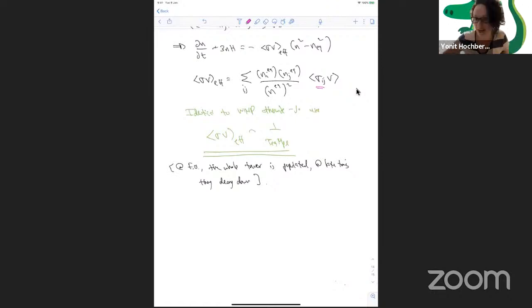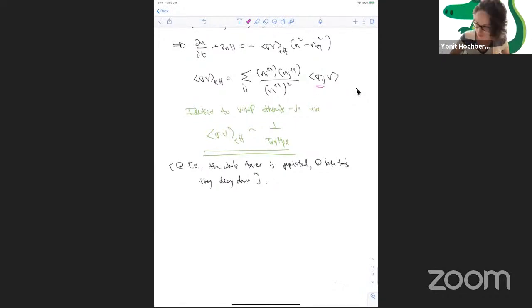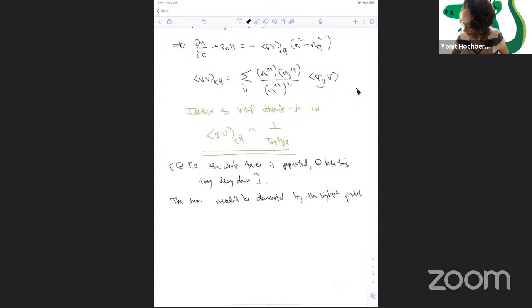Okay, so I'm just going to write out that last point, and that'll be a good point for us to finish for today. So this sum that we've arrived at for this effective cross section needn't be dominated by the lightest particle. And in particular, the abundance of the lightest particle could be determined by processes that have nothing to do with it.